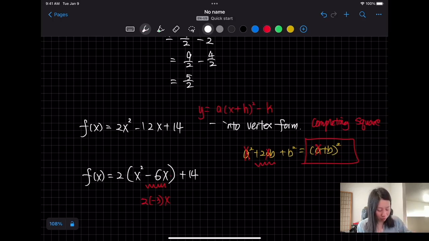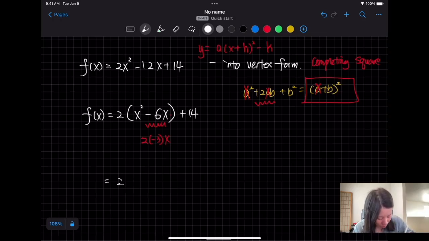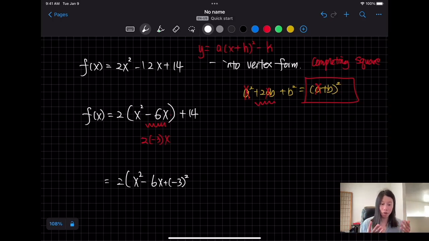So that means inside the parentheses, I need negative 3 squared. However, if you add something into the parentheses, it will change the function, right? So that means after we add it, we need to subtract it back because we want to balance the function. If you add the same number and subtract the same number, this part is going to be 0. That means you didn't change the balance of the function. The function remained the same. We'll just do some manipulation.